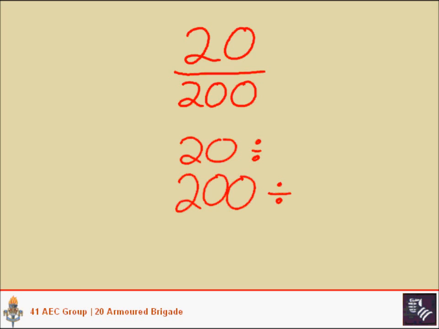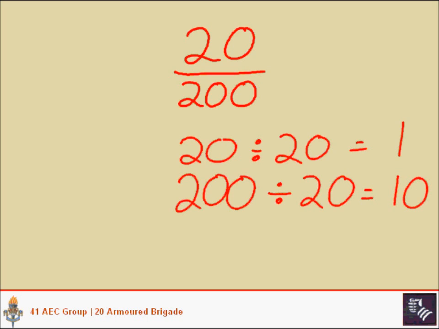20 will go into both the top and the bottom evenly, so divide both by 20. You'll have the answer 1 over 10, or 1/10. Therefore, you now know that 1/10 of the rifles were defective.